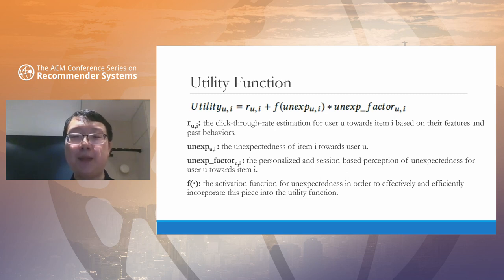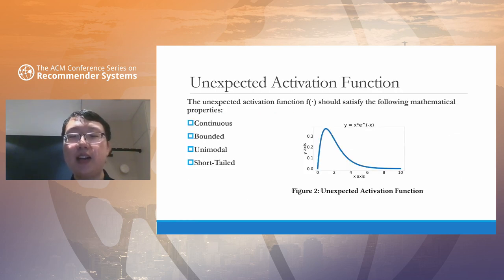And we also highlight the importance of the activation function F here. And why do we need this activation function? As Figure 2 shows, our goal for the unexpected recommendation is that we want the recommendation to be not too similar and not too irrelevant at the same time. If the unexpectedness gets too large, we might get totally irrelevant recommendations to the user, and that's not ideal as well. So we identify four important mathematical properties for the unexpected activation function, which include continuous, bounded, unimodal, and short-tailed, and we discuss that in detail in the paper.